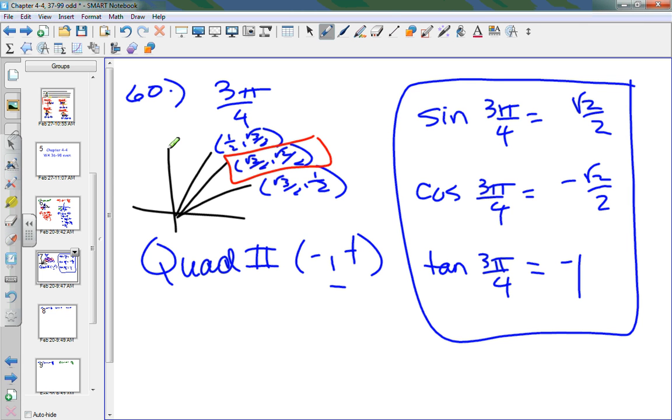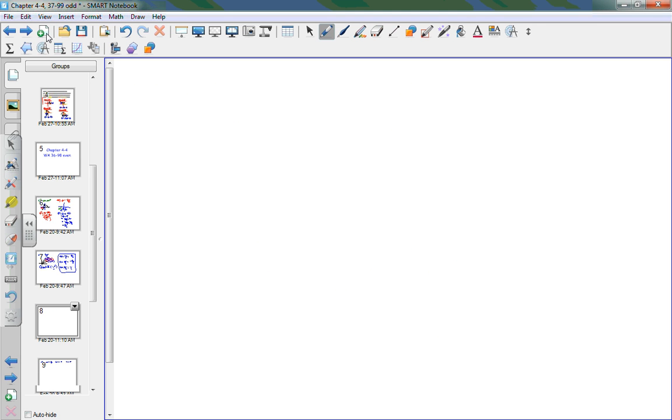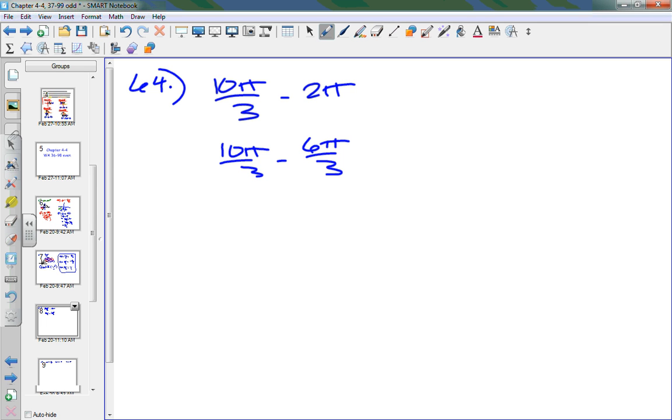Now, I do want to talk about 64 and 66. Look at those a minute. If I talk about 64 a minute, 64 is 10 pi over 3. Is that on my unit circle? No. So since that's not on my unit circle, wouldn't it be nice to find the coterminal angle that it relates to? So what am I going to do here? I'm going to subtract 2 pi, which means I have 10 pi over 3 minus 6 pi over 3 to give me 4 pi over 3.